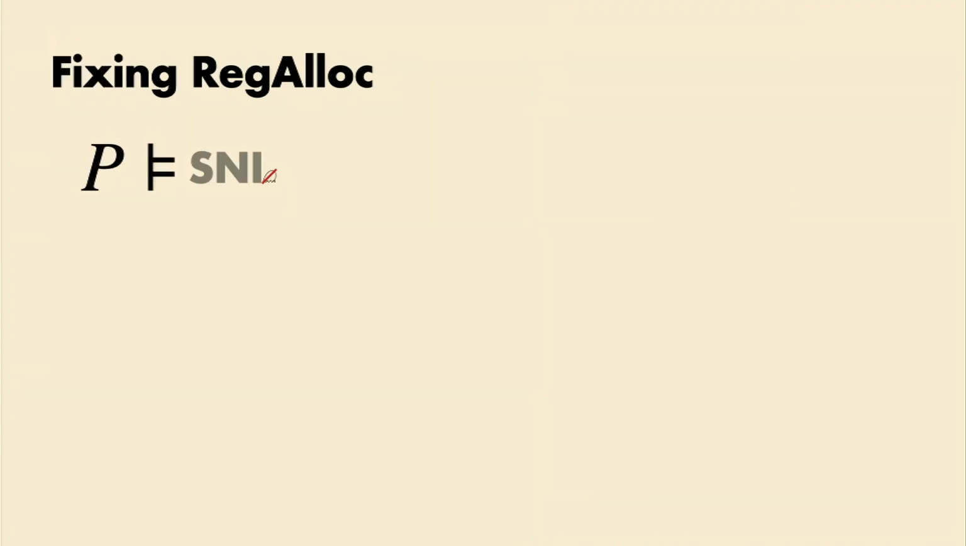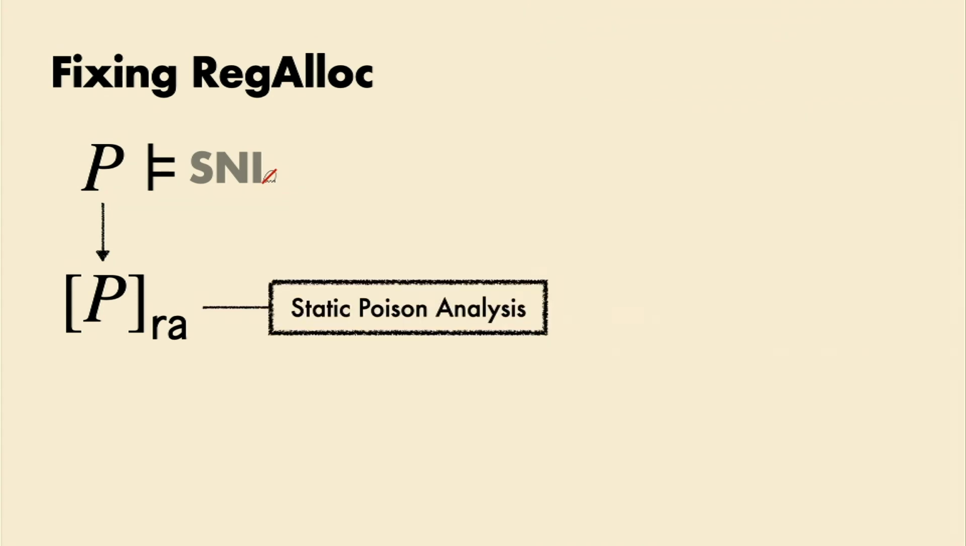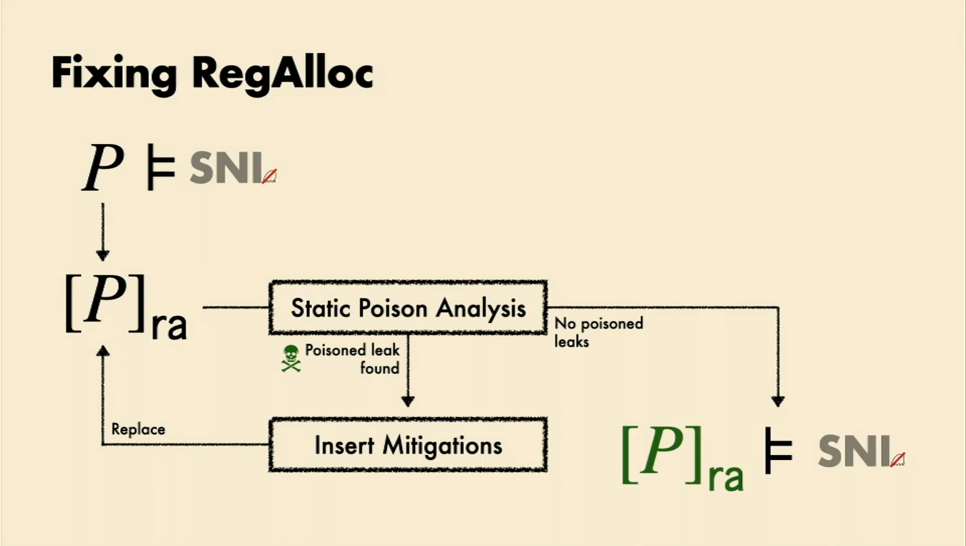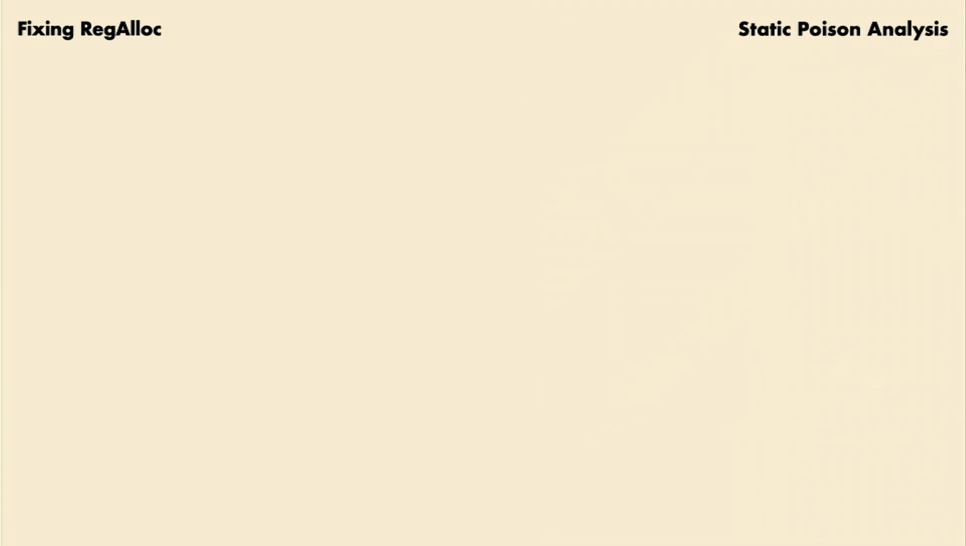Let's look at the global fix, right? We start with our source program. We register allocate it with any register allocation algorithm you choose. We do our static poison analysis. It will tell us, okay, here's a poison leak. Then we will insert a mitigation and replace our register allocated program. Now, it might happen that we have not removed follow-up poison leaks, so we might have to do it again. But eventually, we will get that there are no poison leaks in there anymore, and then we have a register allocated program, which is SNI.